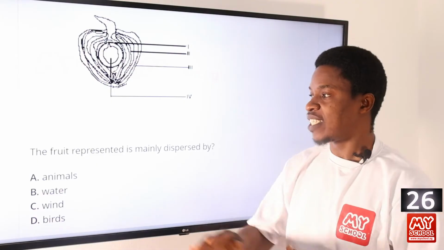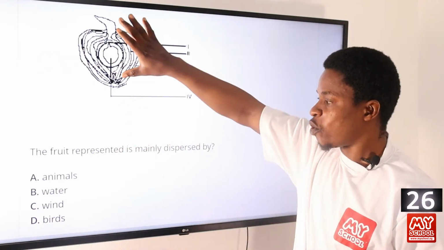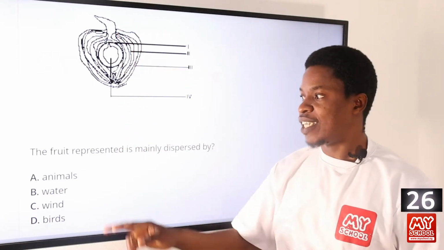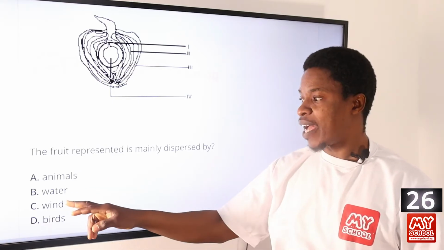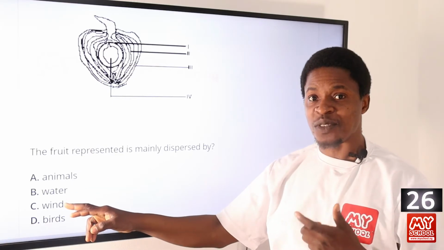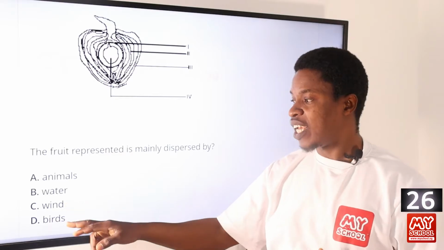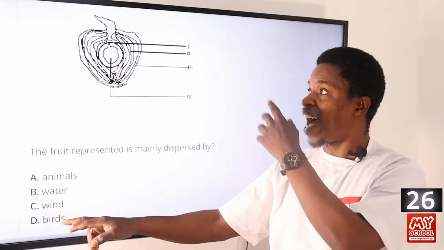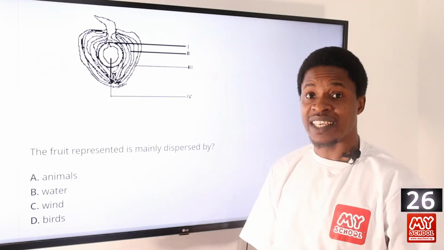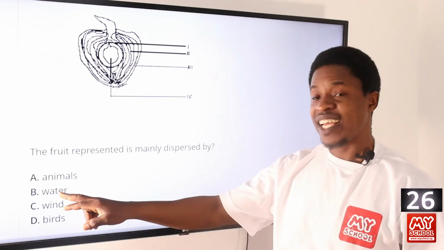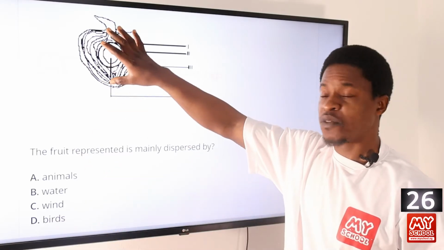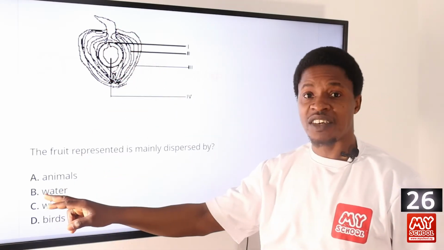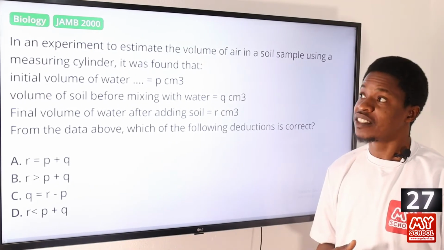So the coconut fruit represented is mainly dispersed not by animals, because it will be too heavy for them to lift, not by wind, because it will be too heavy for wind to blow, and not by birds, because it does not have nectar like flowers and the likes. But water is majorly the method of dispersal of this fruit. So option B, water, is the correct answer. Now let's move on to question number 27.